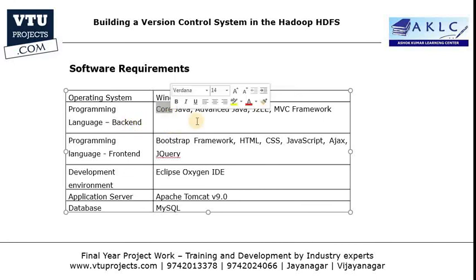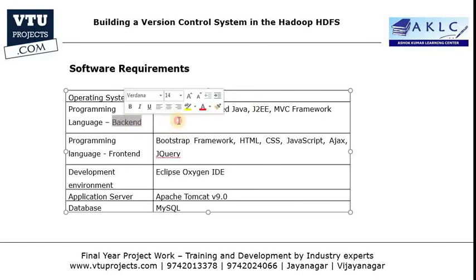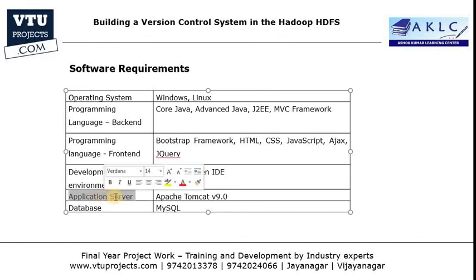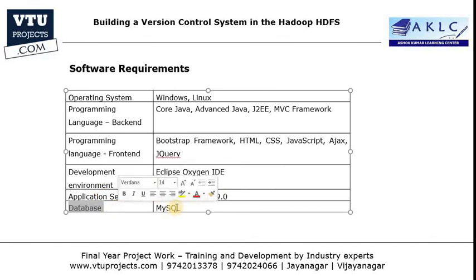Coming to the programming languages, in the back end we will be using Java, Advanced Java, J2EE, and the Model View Controller framework. In the front end we will make use of HTML, CSS, JavaScript, Ajax, jQuery, and the Twitter Bootstrap framework. For developing the project we will use the Eclipse integrated development environment, for deploying our project we will use Apache Tomcat, and for the database, for storing the user information, we will use MySQL. So these are the software requirements.